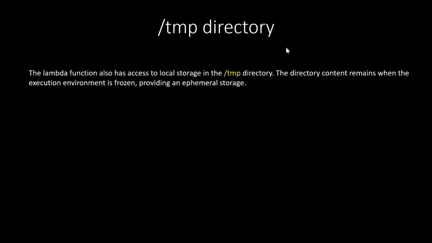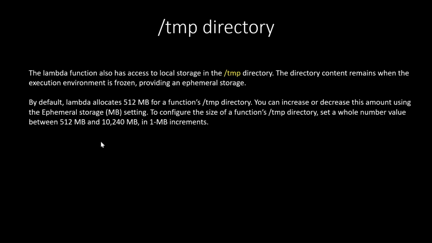Then there is a /tmp directory in our Lambda environment. The Lambda function also has access to local storage in the /tmp directory. The directory content remains when the execution environment is frozen, providing an ephemeral storage. By default, Lambda allocates 512 MB for a function's /tmp directory. We can increase or decrease this amount using the ephemeral storage settings. To configure the size of a function's /tmp directory, we set a whole number value between 512 MB and 10240 MB in 1 MB increments.